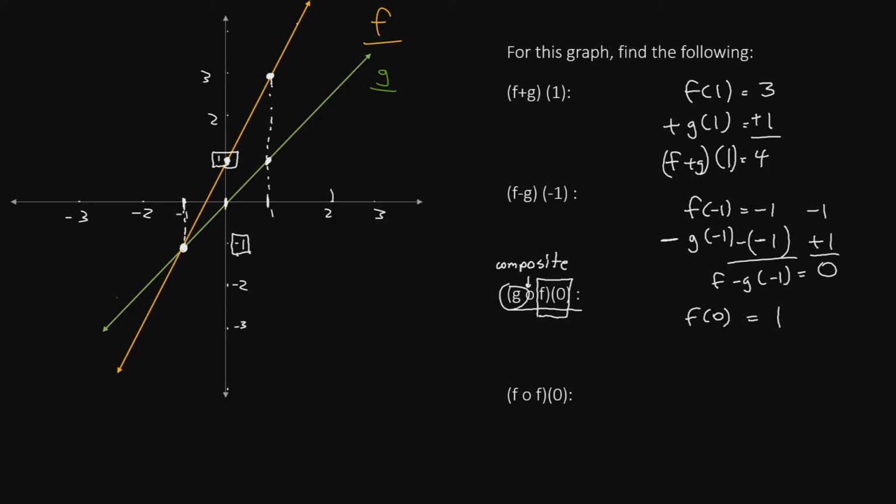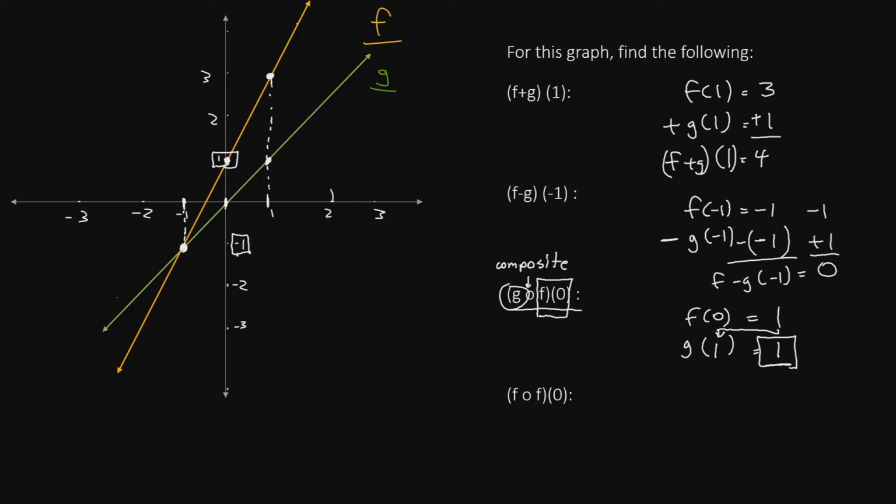Then we move on to the next letter, g. We write g and then pass in the answer above. So we're really looking for g at 1. Last time we looked at x equals 1, we found that it intersected the g line at 1. So that will be our answer to g composite f at 0. First we find f at 0, and then find g for whichever answer we got.